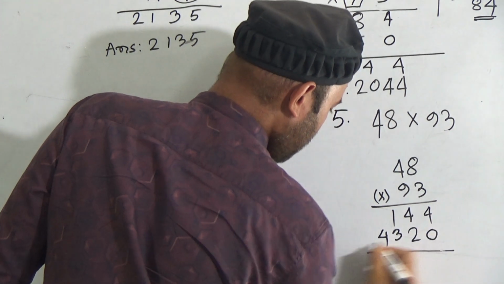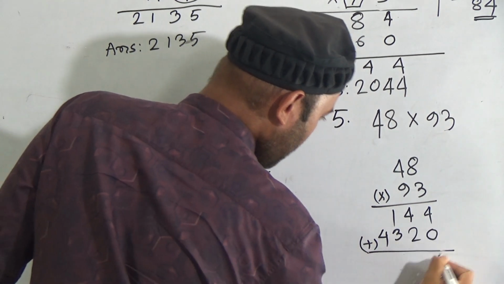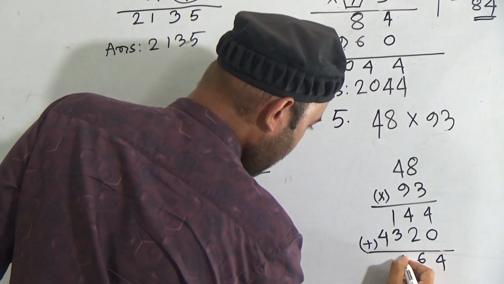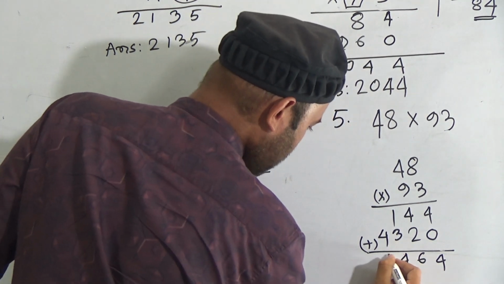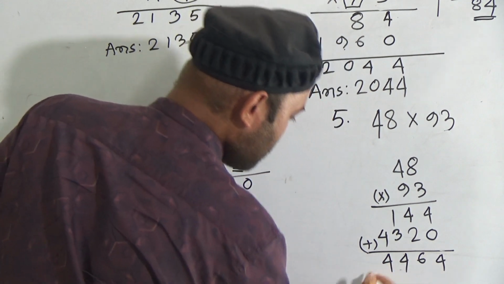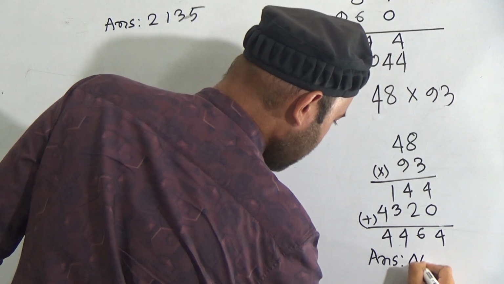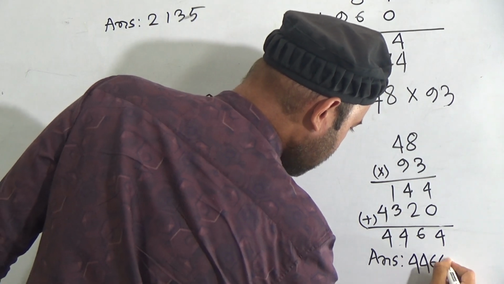So the answer will be, after adding, 4, 2 and 2 is 6, 3 and 1 is 4 and there is 4. So the required answer is 4464.